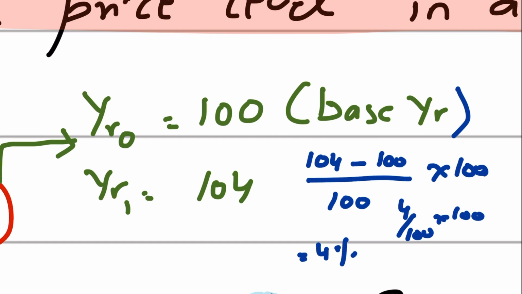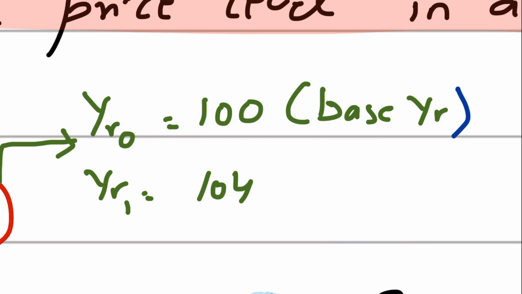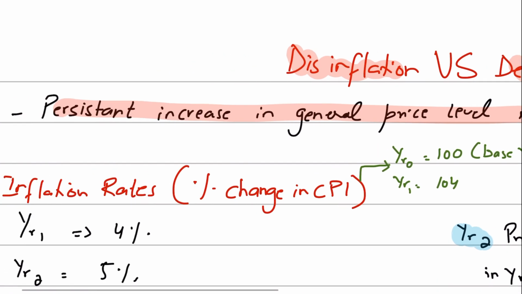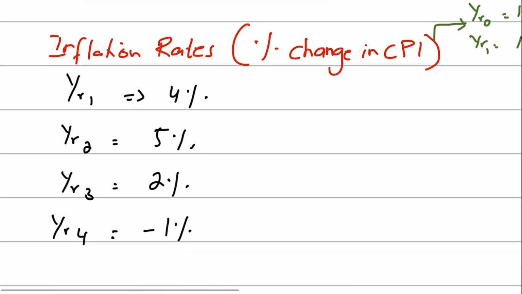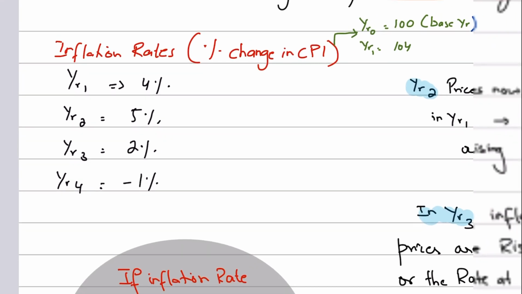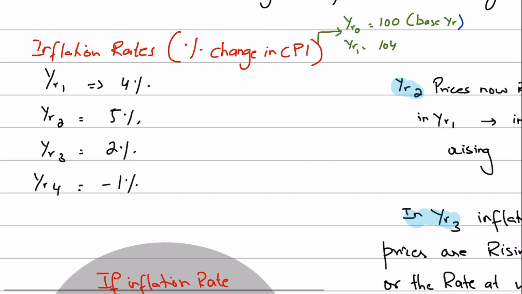So 4% is basically the rate of inflation in year 1, and that is exactly what I have calculated over here as well. Now let's say that in year 1 the inflation was 4%, while in year 2 it's 5%, in year 3 it's 2%, while in year 4 it is minus 1%.